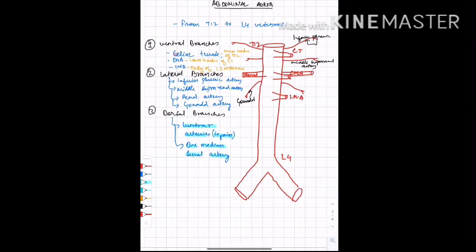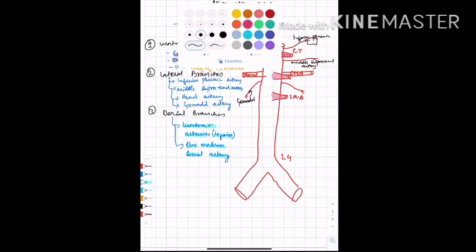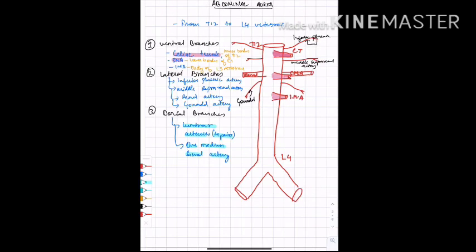Celiac trunk here. This is the celiac trunk. Second is the superior mesenteric artery. This is the superior mesenteric artery. And third is the inferior mesenteric artery. Celiac trunk is given at the level of lower border of T12. SMA is given at the lower border of L1, and IMA is given at the body of L3. Lateral branches I've already told you: inferior phrenic artery, middle suprarenal artery, renal artery, and gonadal arteries. And dorsal branches are lumbar arteries, that is 4 pairs, and one median sacral artery.